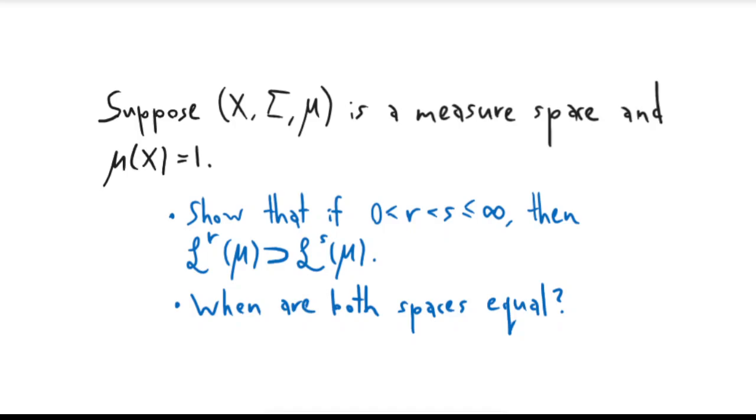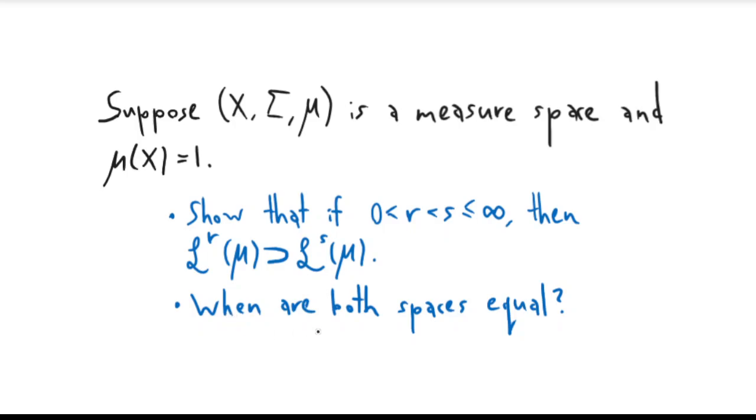So in this video we're continuing with another measure theory related problem. Like in the previous video I made, we're given a measure space with the total measure of the space equal to 1. And the first thing we want to show is that the L^p spaces are basically descending. So if you have a smaller value r and then a larger value s, then this containment happens, so the L^p spaces keep getting smaller. And then we want to figure out which conditions on the space X make these equal to each other.